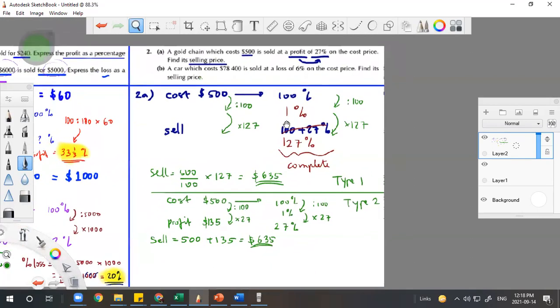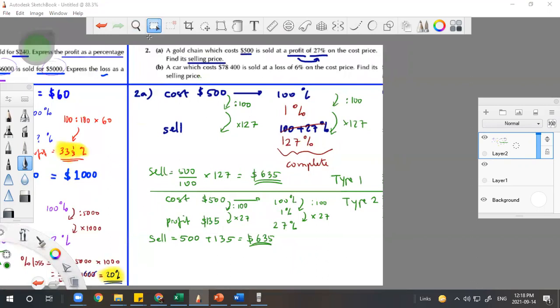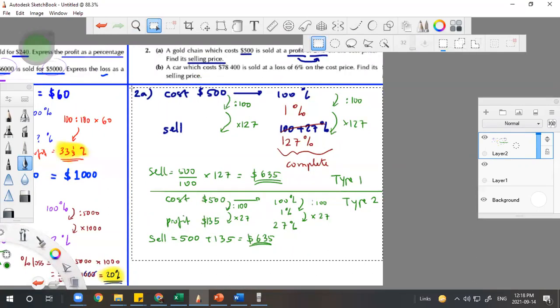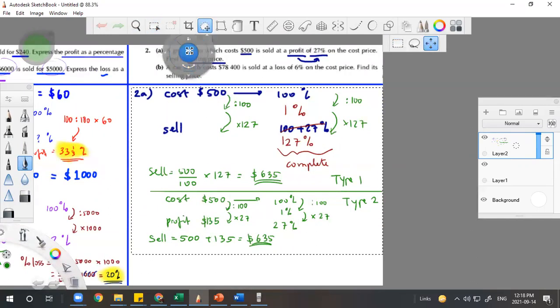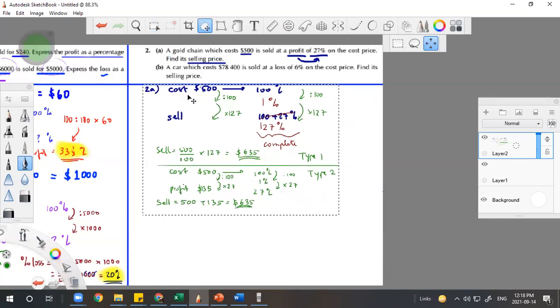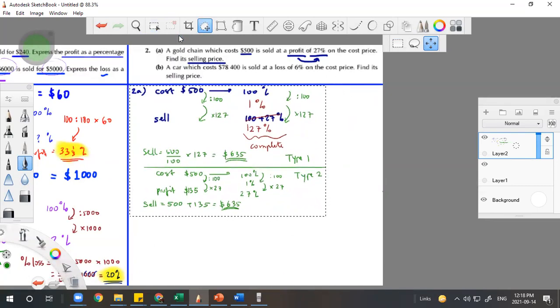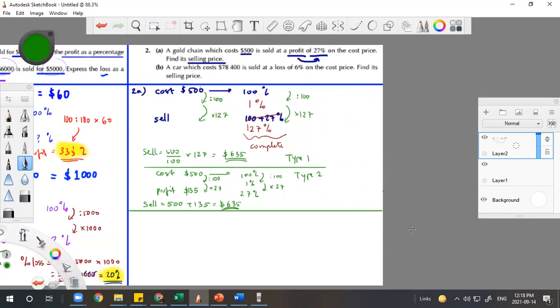Now, I don't have enough space to do question B, so I think I need to make it smaller. Right. Okay, now number 2B.